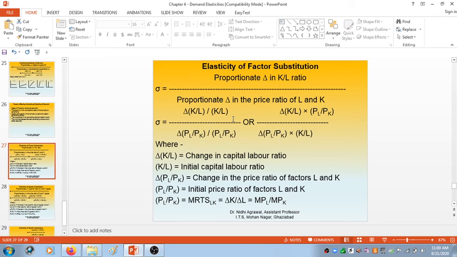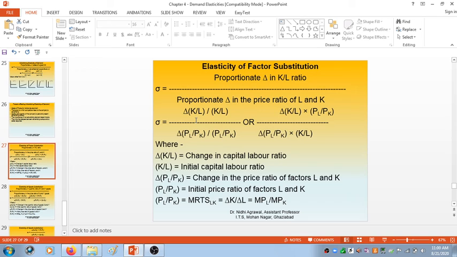Elasticity of factor substitution means what will be the impact of a change in the price ratio of labor and capital on the capital labor ratio, right? So in the numerator we are taking the price ratio, in the denominator the capital labor ratio, meaning the quantity ratio. According to this, the definition is: elasticity of factor substitution is the ratio of proportional change in the capital labor ratio divided by proportional change in the price ratio of labor and capital.